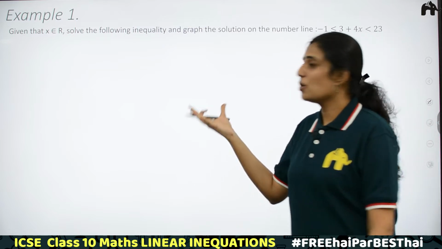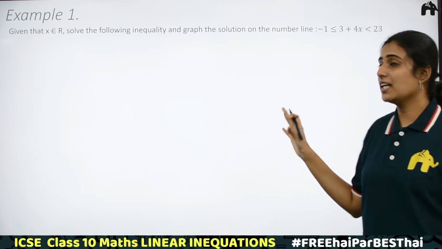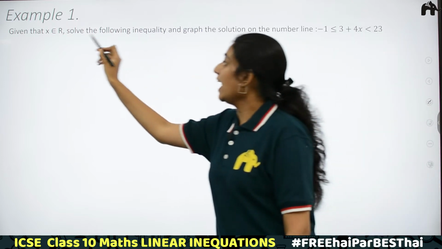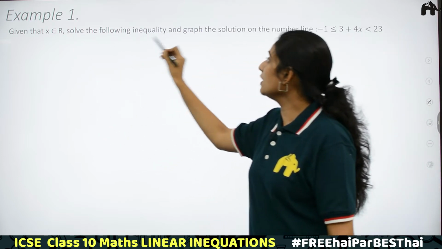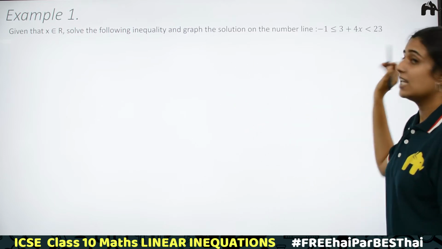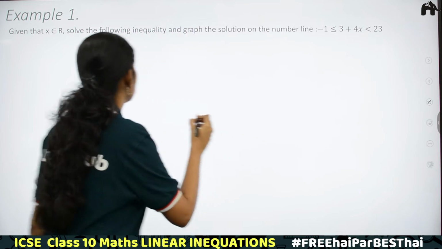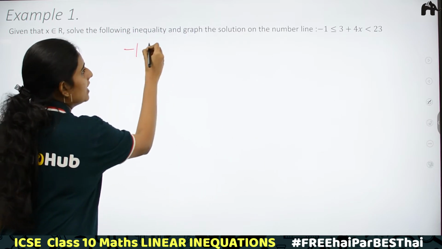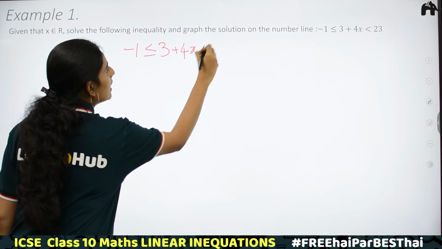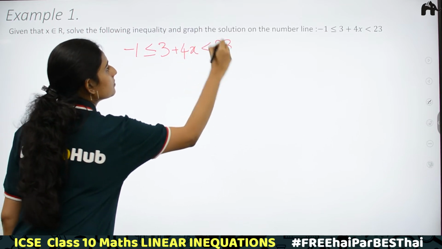Now we have a basic idea how to represent solutions of inequations on a number line. We'll do more examples and problems to make our concept clear. Here is a first example. Given that x belongs to R, solve the following inequality and graph the solution on the number line. The inequation given is minus 1 less than or equal to 3 plus 4x less than 23.